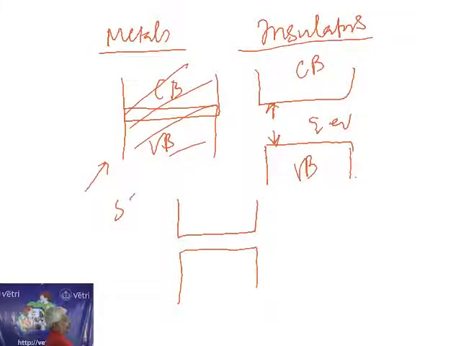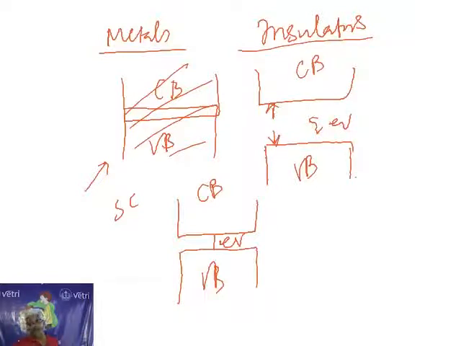Semiconductors are germanium and silicon, tetravalent elements, in which there is a valence band and also a conduction band. Here the forbidden energy gap is very small, nearly 1 electron volt. Since the energy gap is very small, at absolute zero it behaves like an insulator. When the semiconductor is placed at room temperature, that temperature is more than sufficient to move electrons from the valence band to the conduction band. That is the advantage of a semiconductor.